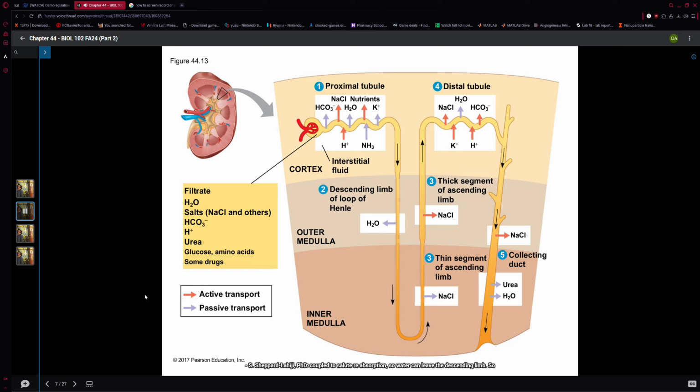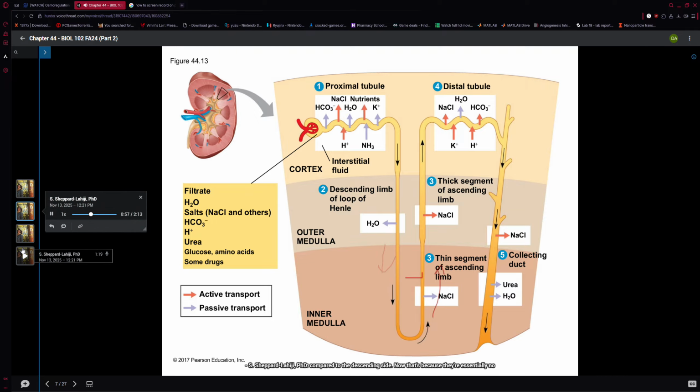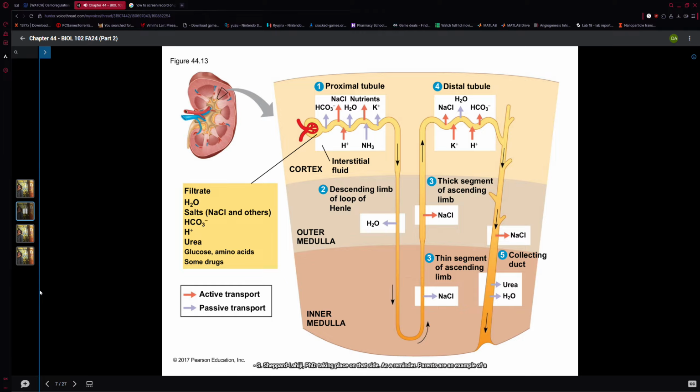So water can leave the descending limb, so heading down here, of the nephron loop, but water cannot leave the ascending side. So there's inhibition of water movement on the ascending side as compared to the descending side. Now, that's because there are essentially no aquaporins, or very few aquaporins, so essentially no water movement is taking place on that side.